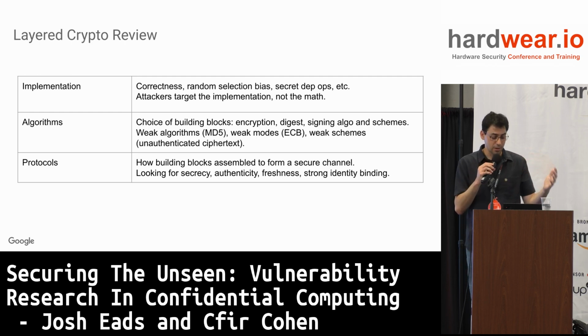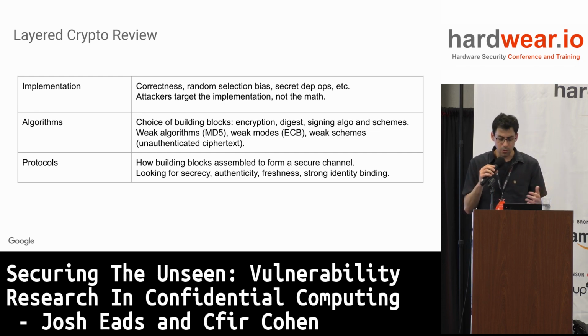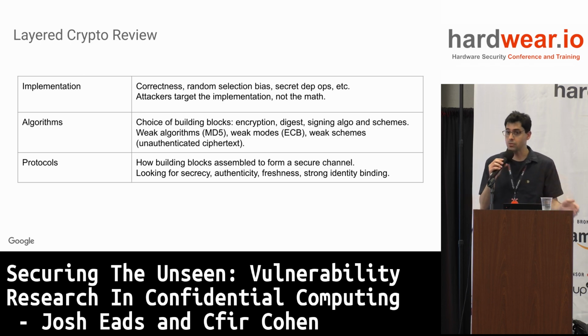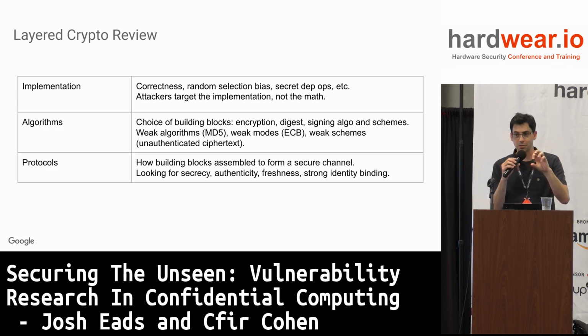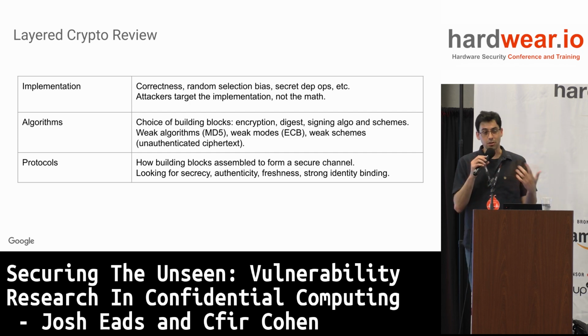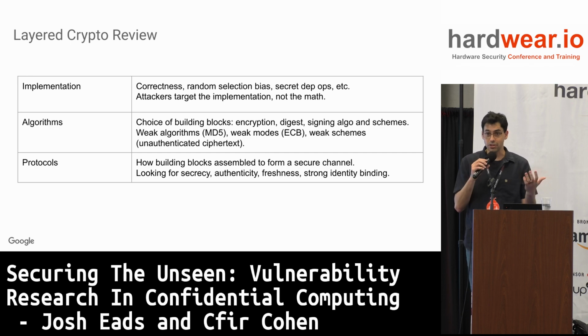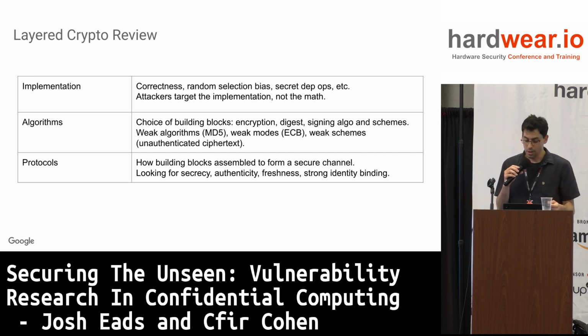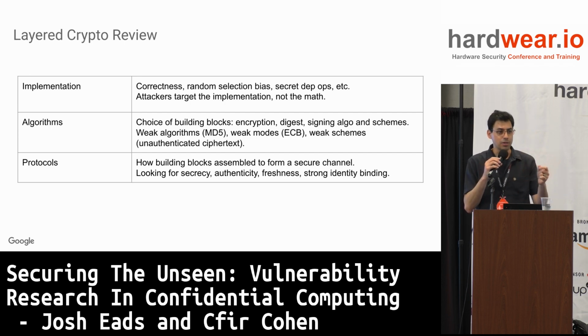The second layer is the algorithms, how those building blocks are assembled together to form, say, an encryption scheme or a signing scheme. And this is where you look for weak signatures and weak modes of encryption. And finally, the protocol is how you assemble those basic block algorithms together to form a secure channel. And the security properties that you're looking for when you audit cryptographic protocols are, of course, secrecy and confidentiality, but also authenticity, freshness, and strong identity binding. And I think we saw an example from previous talks that showed how the Fitbit didn't have strong identity binding in the protocol.